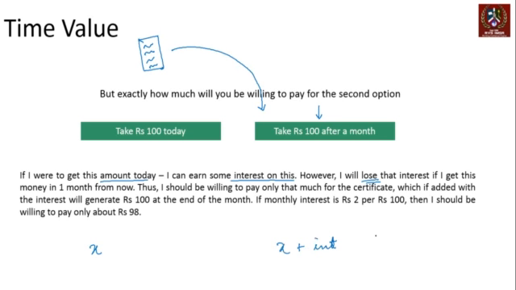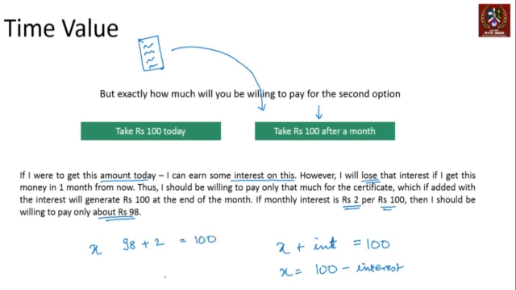And you know that you're going to get 100, and if you don't want to make a profit, x plus interest should be 100. So x should be equal to 100 minus whatever interest you're going to pay for borrowing 100, for borrowing the amount that you're paying today, right? So if the monthly interest is rupees 2 per rupees 100, then you'll be willing to pay about 98, right? You borrow 98, you pay an interest of 2 out of the 100 that you get, right?